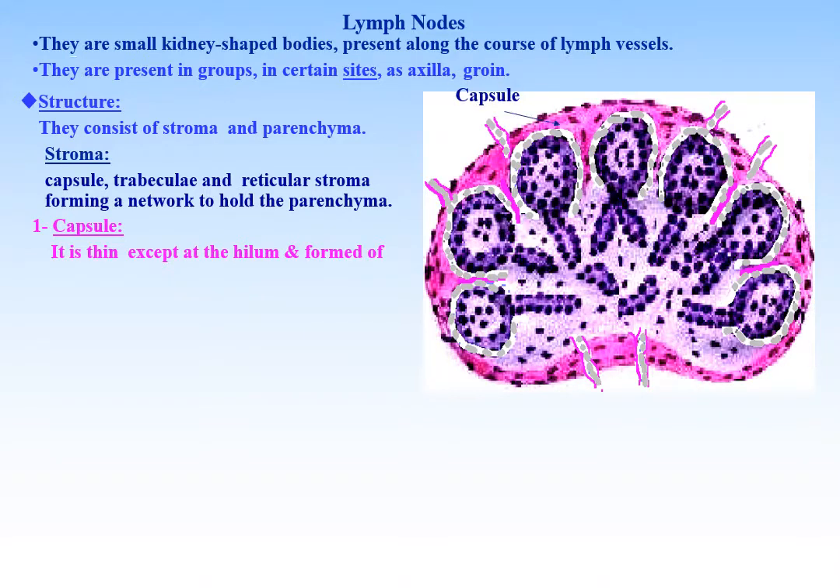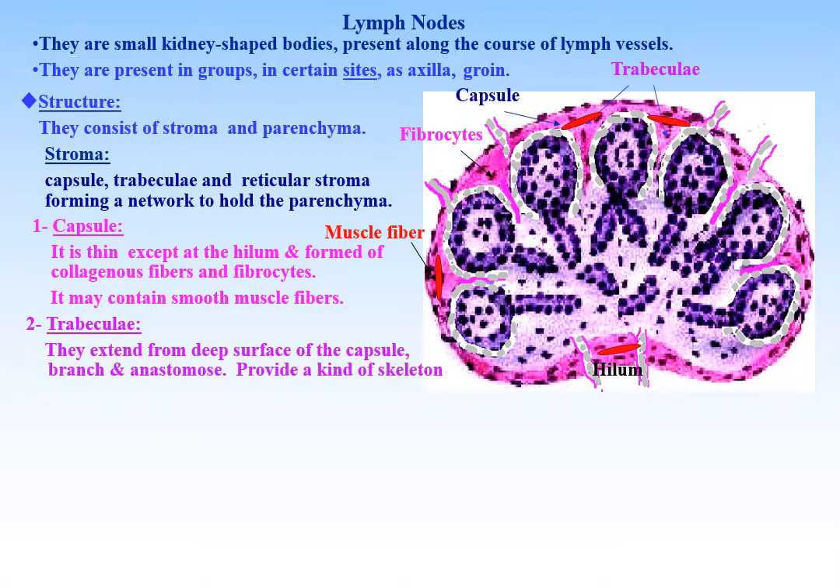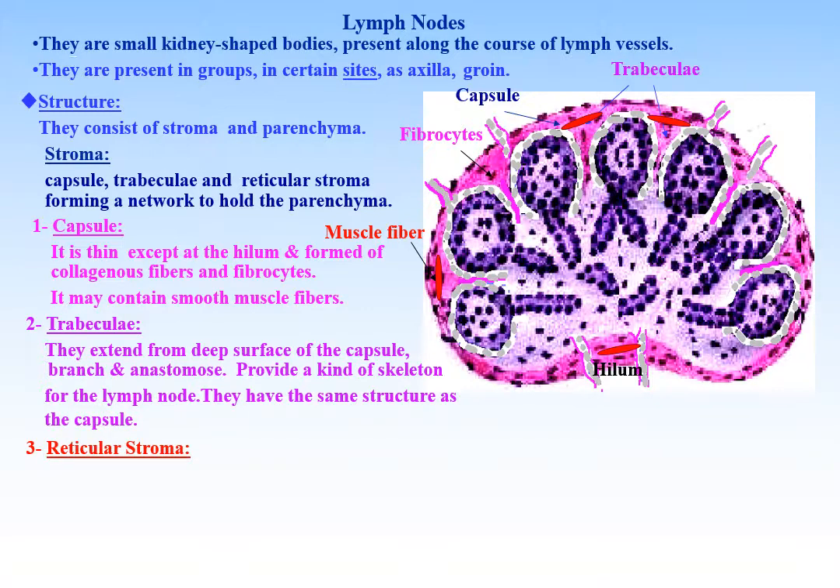It is thin except at the hilum and is formed of collagenous fibers and fibrocytes. It may contain some smooth muscle fibers. Trabeculae. They extend from the deep surface of the capsule, branch and anastomose, and provide a kind of skeleton for the lymph node. Trabeculae have the same structure as the capsule.